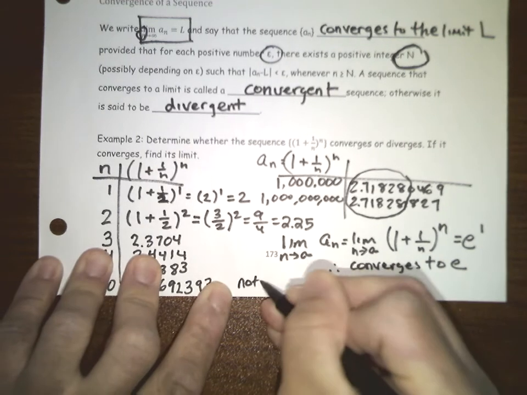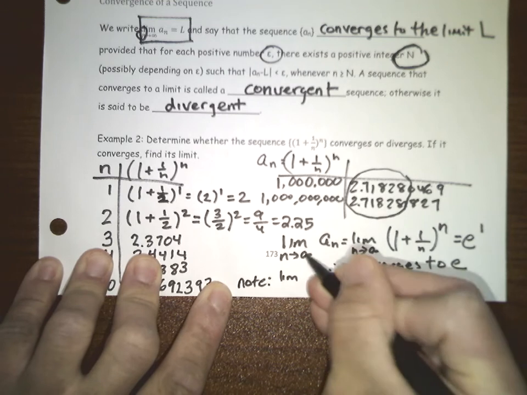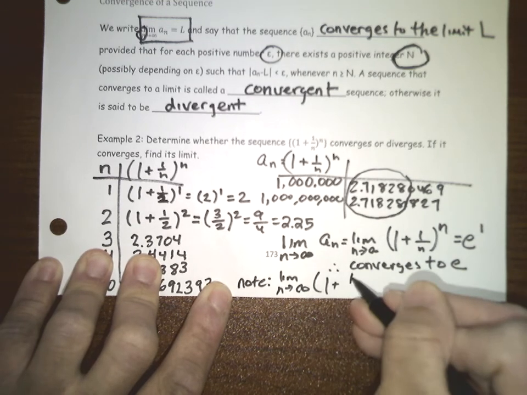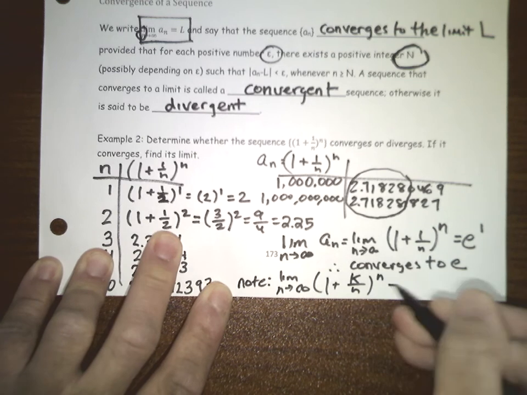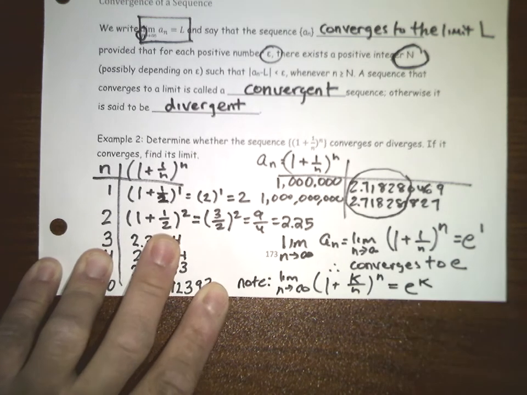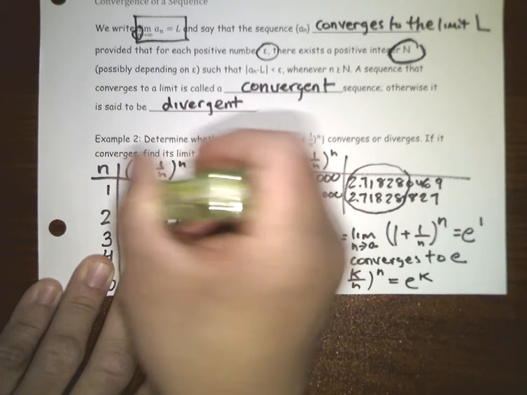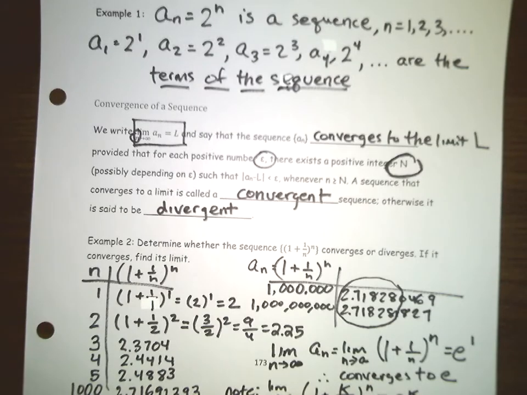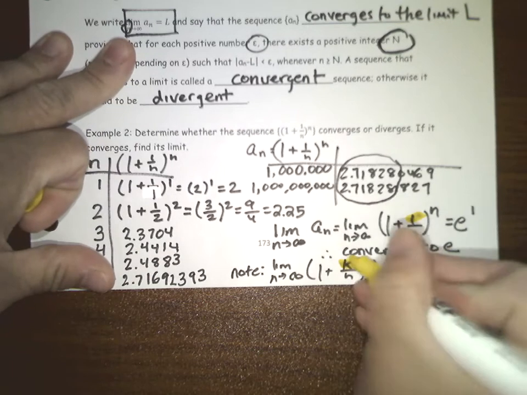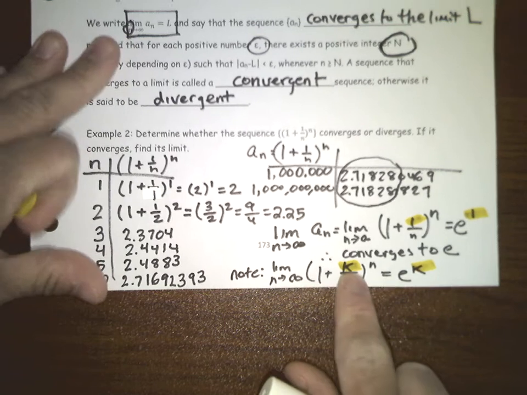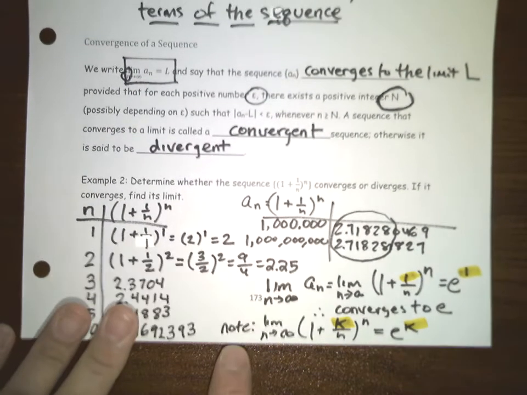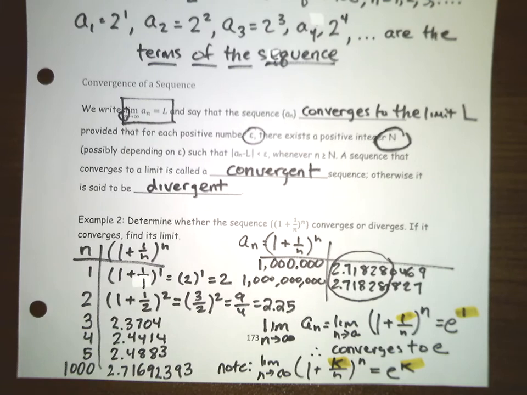So here's a side note for you. The limit as n goes to infinity of 1 plus k over n, to the n power, will be e to the k power rather than e to the first power. I'll slide that back up in a moment. But this is the number that actually determines what the exponent on the e will be here. So just keep that in mind there.